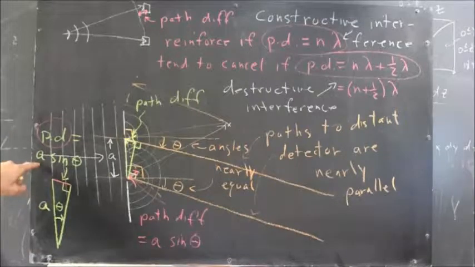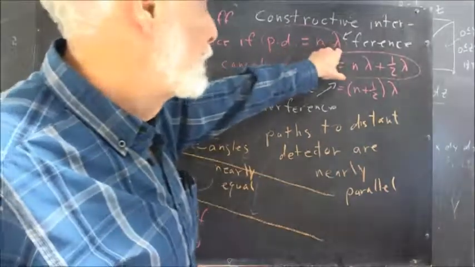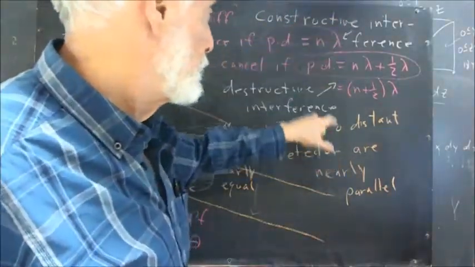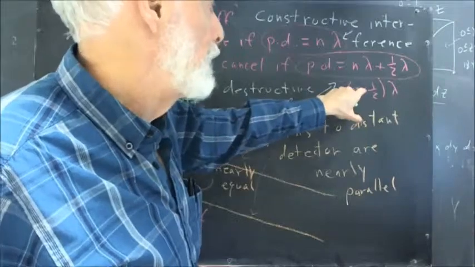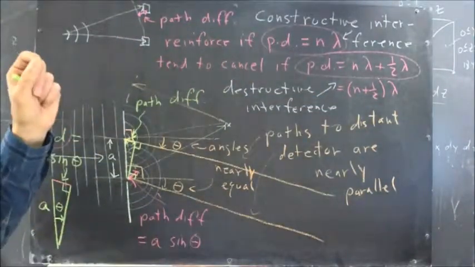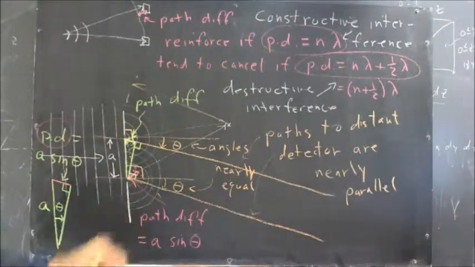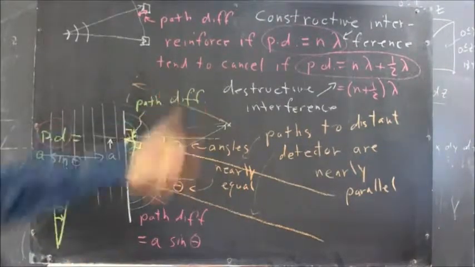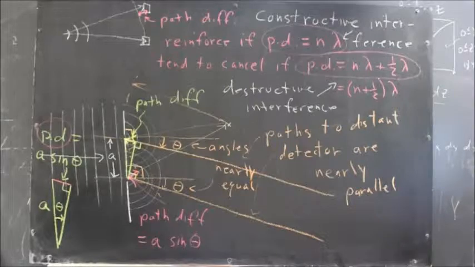The mathematics is simple. This A sine theta is a very simple formula. It's equal to the path difference. A path difference of a whole number of wavelengths gives you constructive interference. A path difference of a whole number of wavelengths plus half a wavelength gives you destructive interference. The mathematics is fairly simple, but you want to have the picture so you understand what's going on.